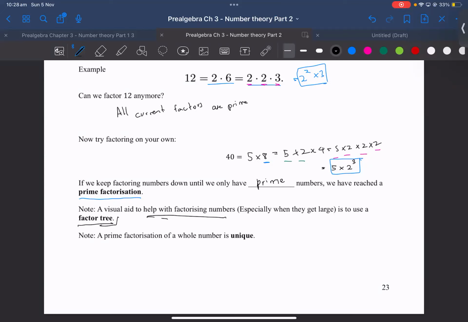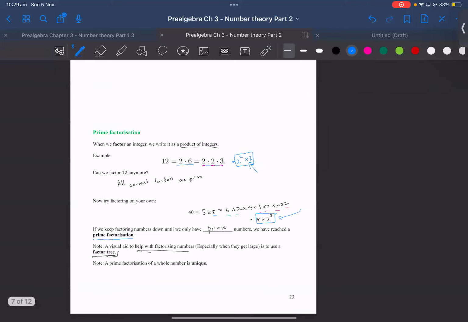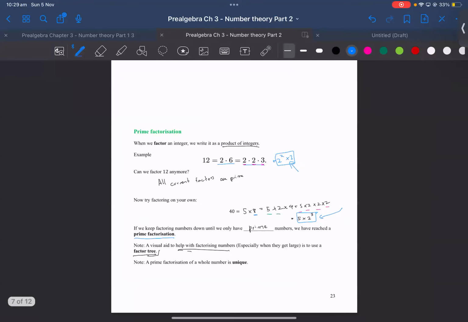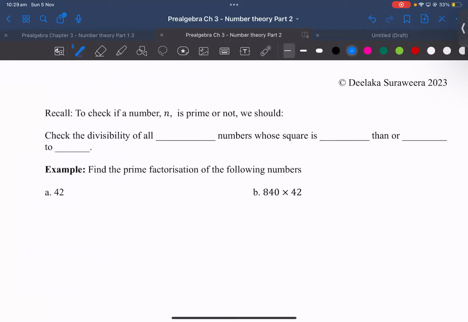Another thing is, a prime factorization of a whole number is unique. So that means 12 has only one prime factorization, and that's 2 squared times 3. Same with 40. 40 has only one prime factorization, and it's 2 cubed times 5. Okay. And then our next thing is to be able to write the prime factorization on our own, right? Because this is a skill we've got to become good at, because this will help us solve a lot of tricky problems.